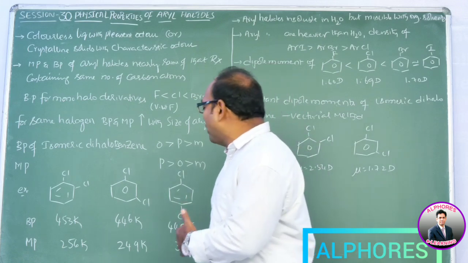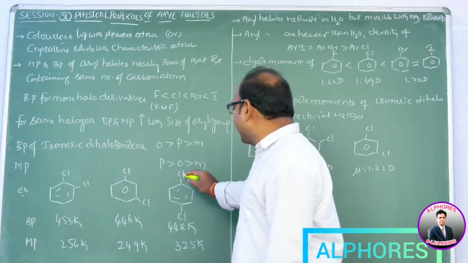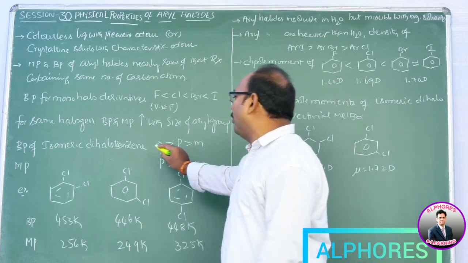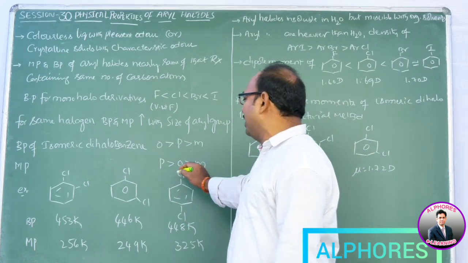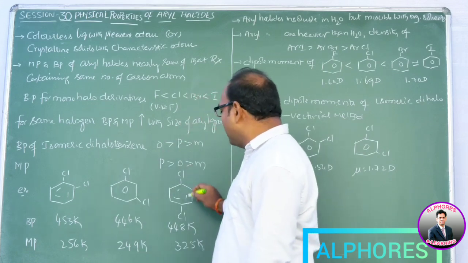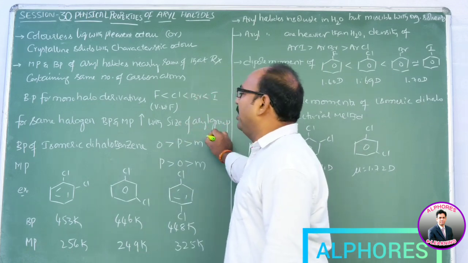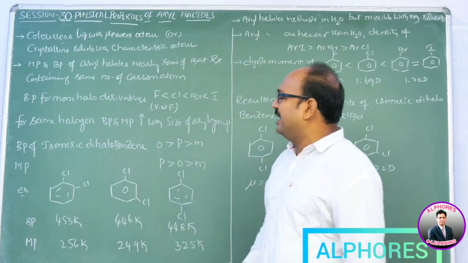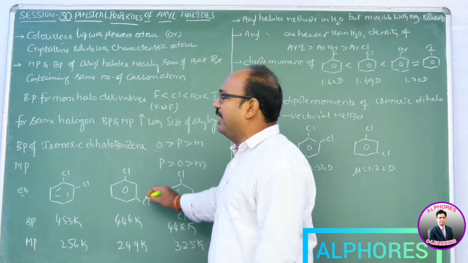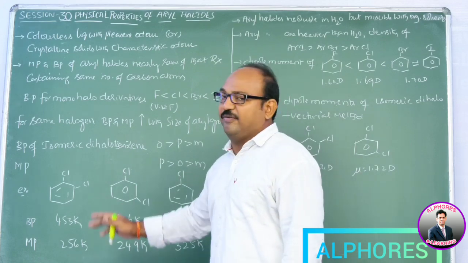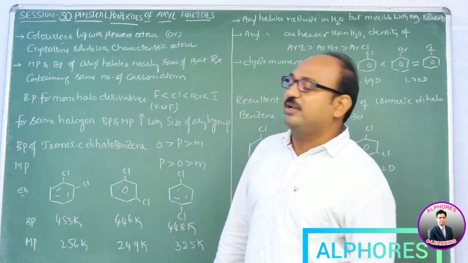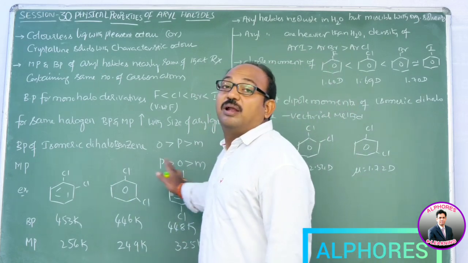That means boiling point decreases, and in this case para 448. That means boiling point of isomeric dihalobenzenes generally ortho is greater than 453 is greater than para is greater than meta. Why boiling points order like this? Why ortho greater than para greater than meta? Even though all these are having same molecular weight, why these differ like that?